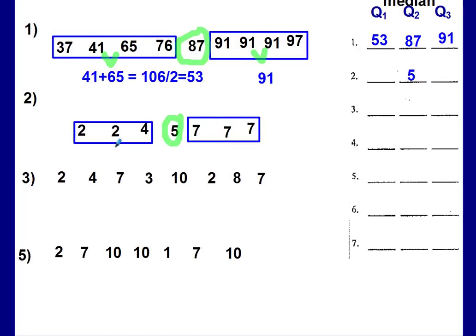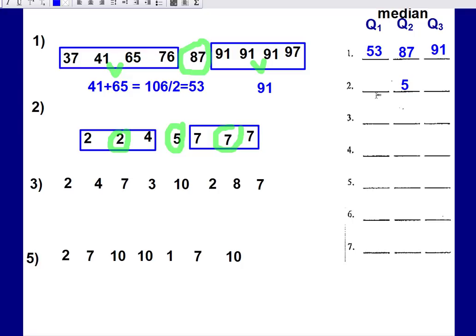And now look at your lower half. The quartile 1 is the median, or the middle number of the lower half. Since there are only 3 pieces of data, you can see the middle number is 2. And if you look at the upper half of the data, the middle number is 7. So our quartile 1 is 2, and our quartile 3 is going to be 7.